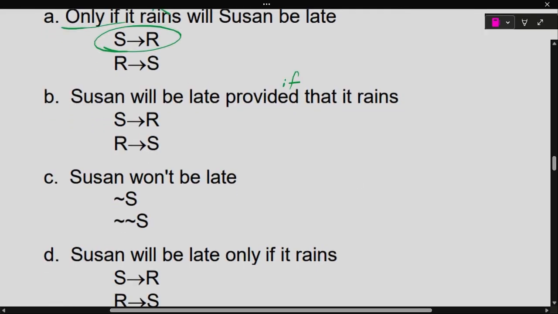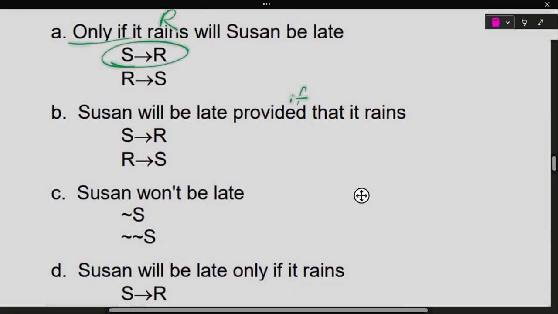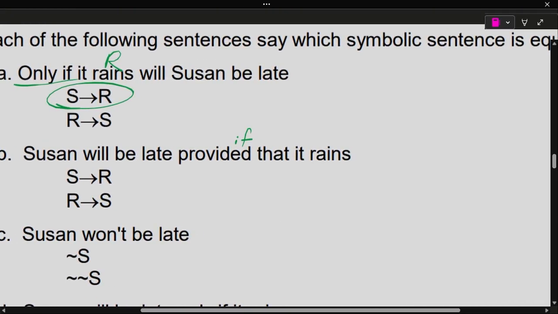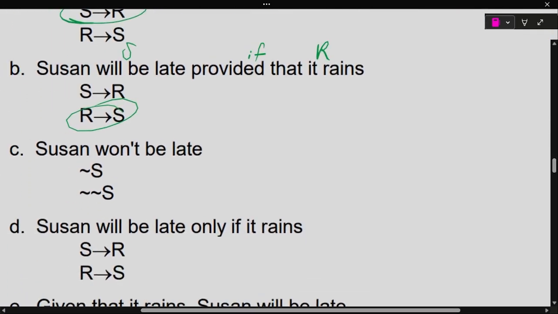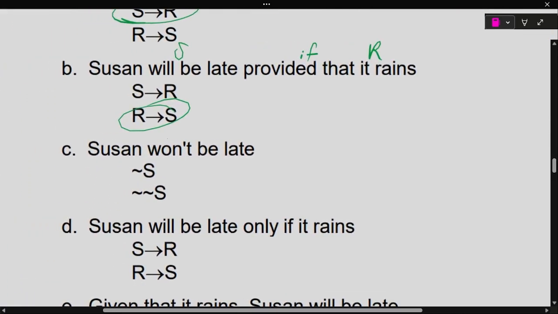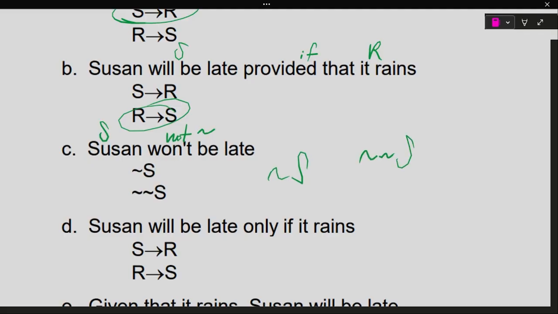If it rains, let me just back up a second. If it rains, Susan will be late. Ergo, Susan won't be late. She will not be late. Not. Negation of an S. Ergo, this. If it was a double negation, she is not late. Ergo, she is late. So that would be wrong.